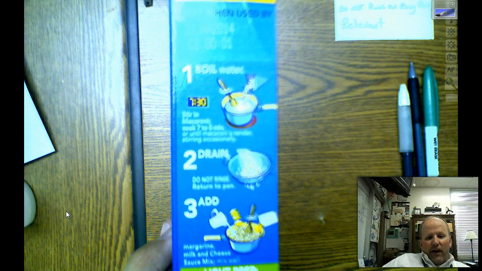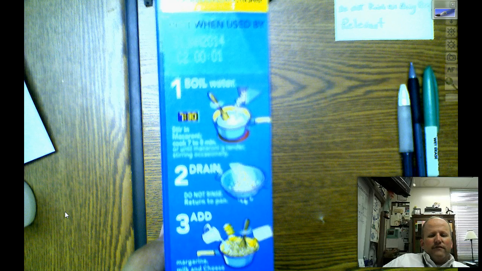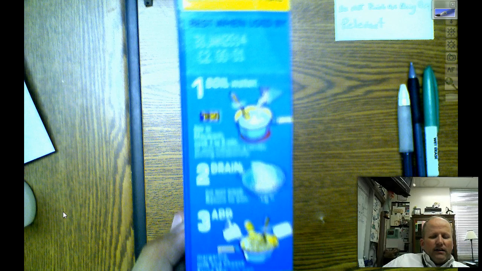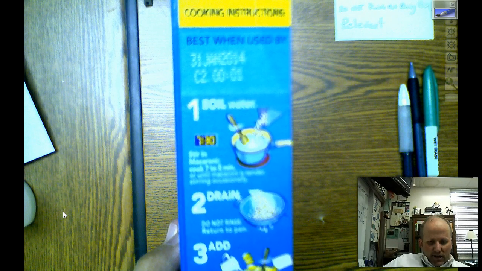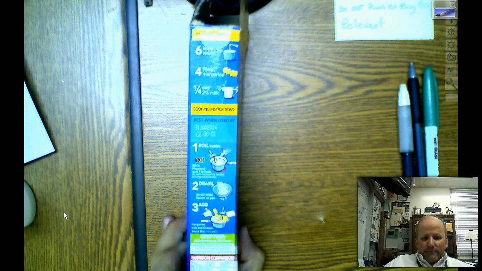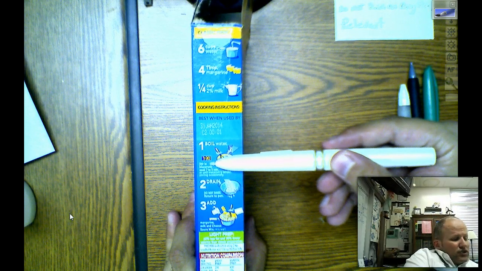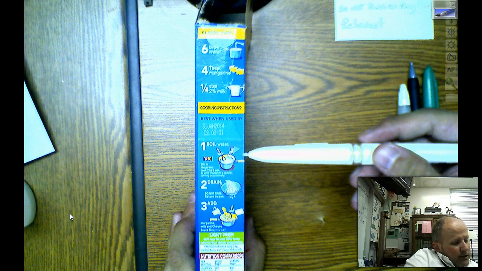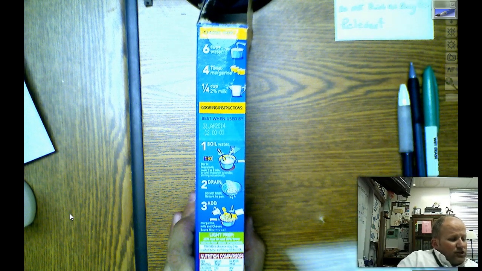Step 1 for Kraft macaroni and cheese. Look at what they do. Strong active verb in the command mode. Boil water. They're not saying you, they're not saying please. They are giving you directions, and they are saying boil water. But then if you look very closely here, it says stir in macaroni. Cook 7 to 8 minutes, or until macaroni is tender, stirring occasionally.